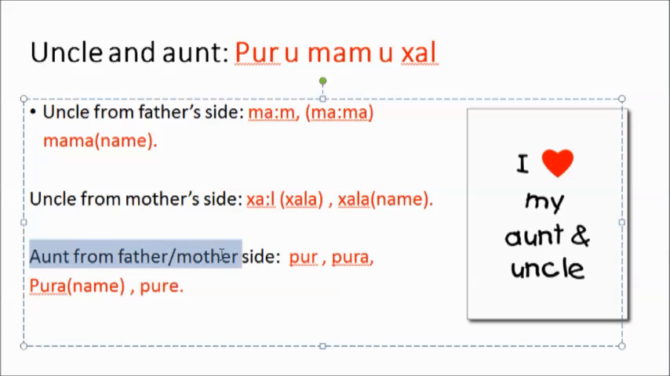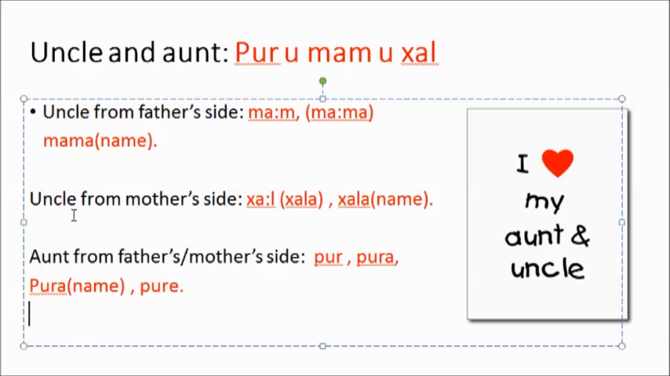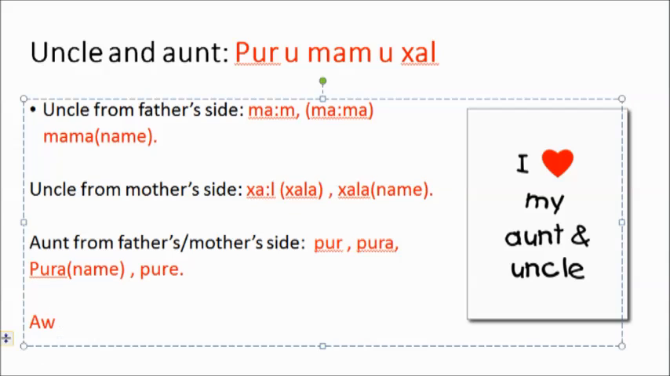Aunts from mother's or father's side, father's or mother's side is the same. Okay. But in uncles they are different, but in aunts they are the same. Okay, we have pur. Pur basically means aunt, but when you want to say, for example, she is my aunt, you would say oh puri mina. Here, don't care about the e, but look how we used pur.